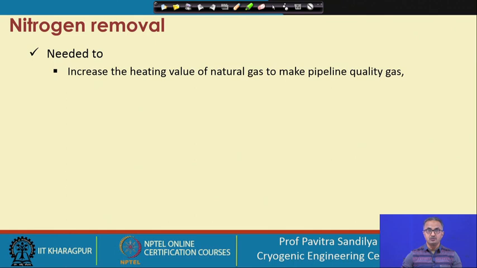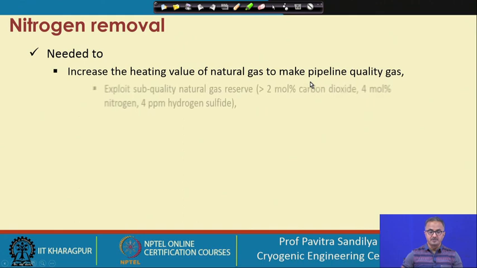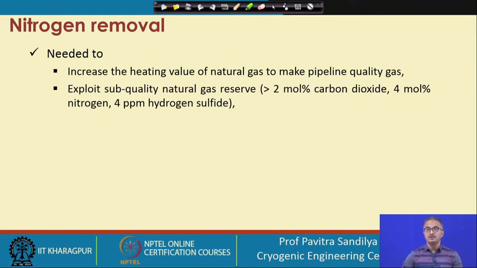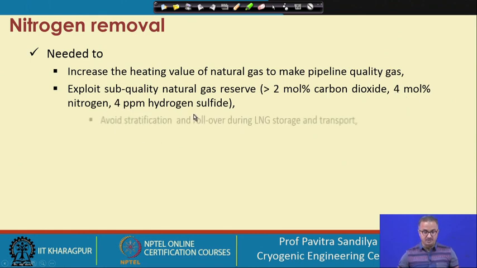First, why do we need to remove nitrogen? The first thing is that it increases the heating value of the natural gas to make pipeline quality gas, and the presence of nitrogen will reduce the heating value of the natural gas. So, we need to remove it. And if we want to exploit some sub quality natural gas reserve, then also we need to remove nitrogen. By sub quality we mean that the reserve has more than 2 mole percent of carbon dioxide, more than 4 mole percent of nitrogen, and more than 4 ppm of hydrogen sulfide.